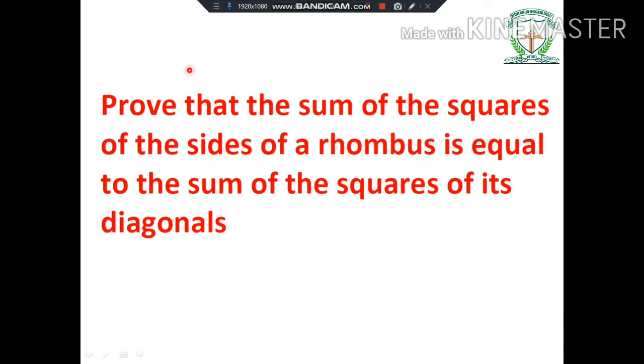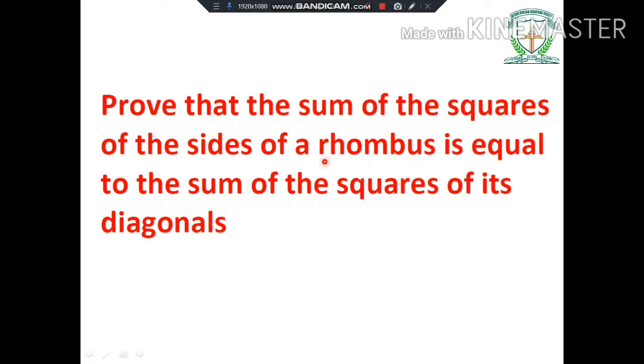Dear children, we shall solve one more problem. Prove that the sum of the squares of the sides of a rhombus is equal to the sum of the squares of its diagonals. Yes, children, in your previous classes, you have learned quadrilaterals. In that, you have learned rhombus and also the properties of rhombus.